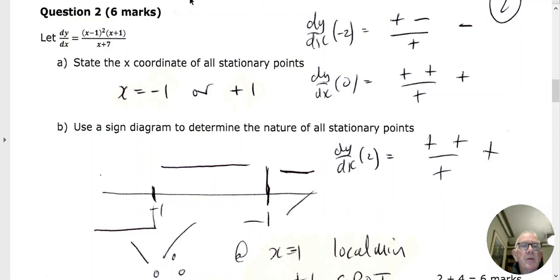Okay, question number 2 looks at finding the stationary points and determining the nature of the stationary points. And I've been given the derivative.